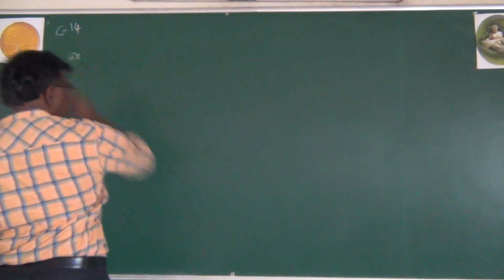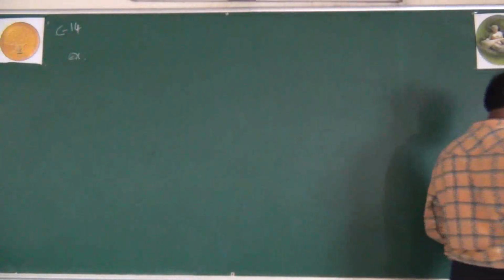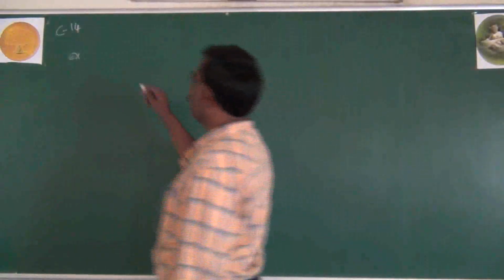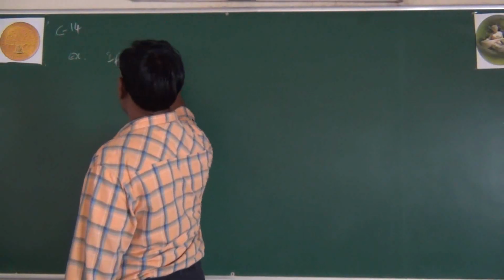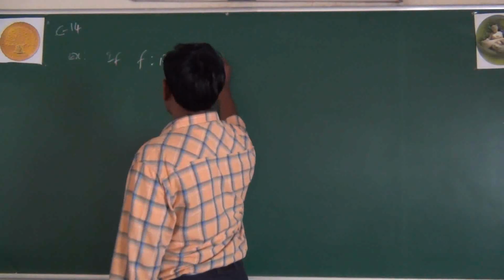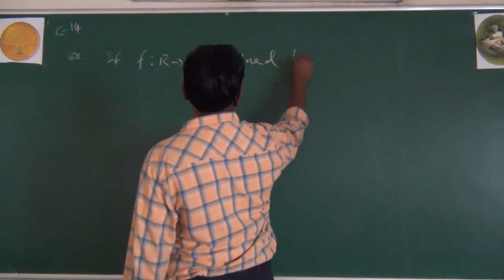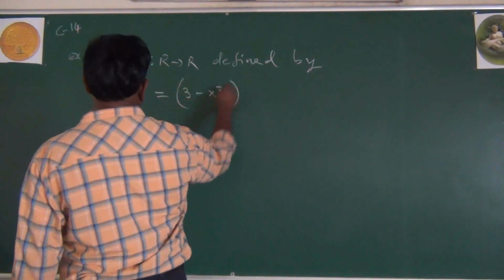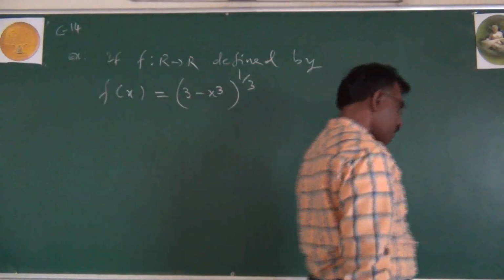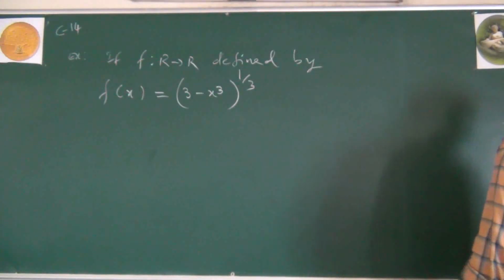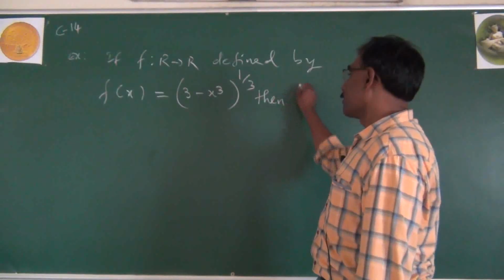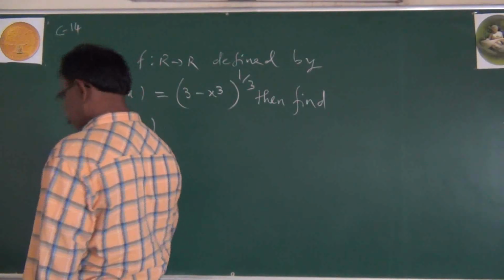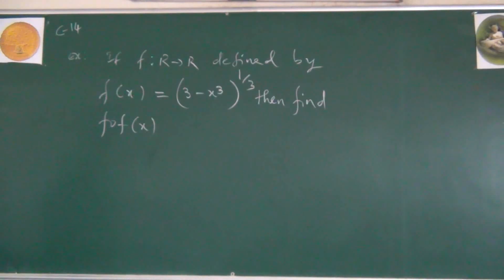And the next problem: if f from R to R is defined by f of x equal to (3 minus x cube) raised to 1 by 3, then find f composition f of x.